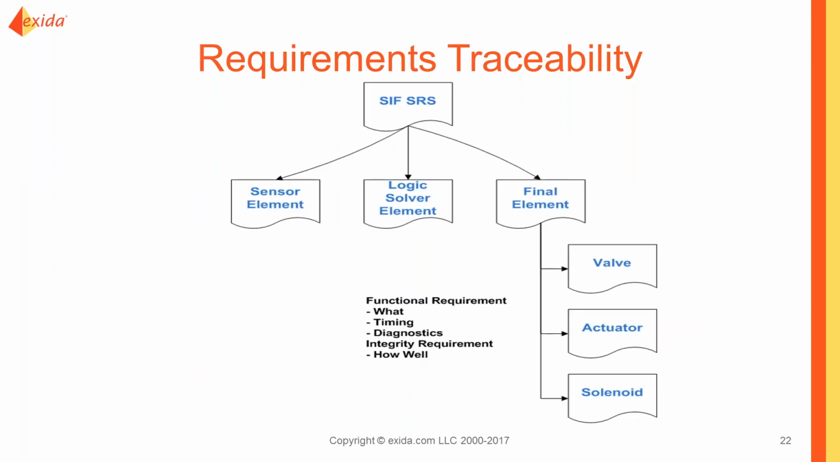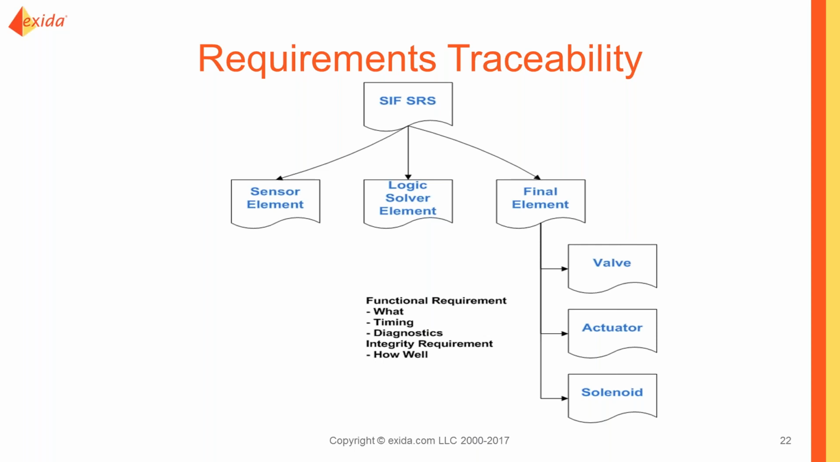Now, we'll have an overall safety instrumented function safety requirement spec, and that can be decomposed. We can think about decomposing that into requirements for the sensor element, requirements for the logic solver elements, and requirements for the final element. And typical things within the final element are valve, actuator, and control device, often a solenoid or a valve positioner if it's an automated valve. If it's a motor or a pump, in most cases they're going to be de-energized to trip situations, so you may be just considering the contactor there, maybe with a guided contactor with feedback, or a regular contactor.